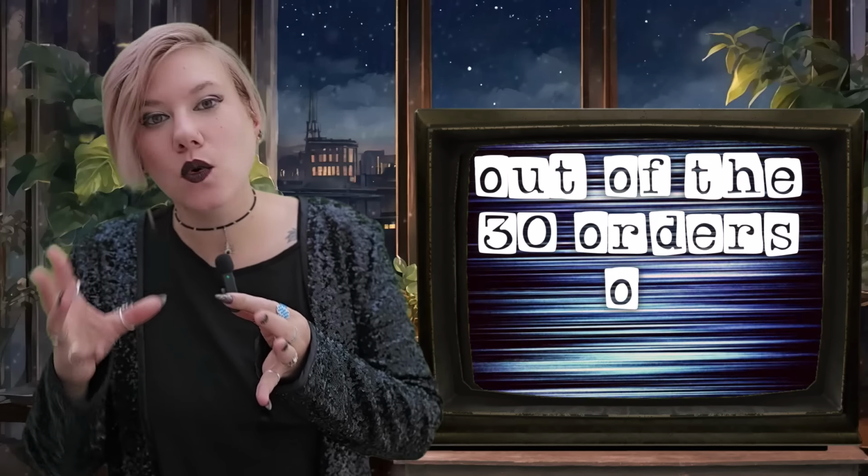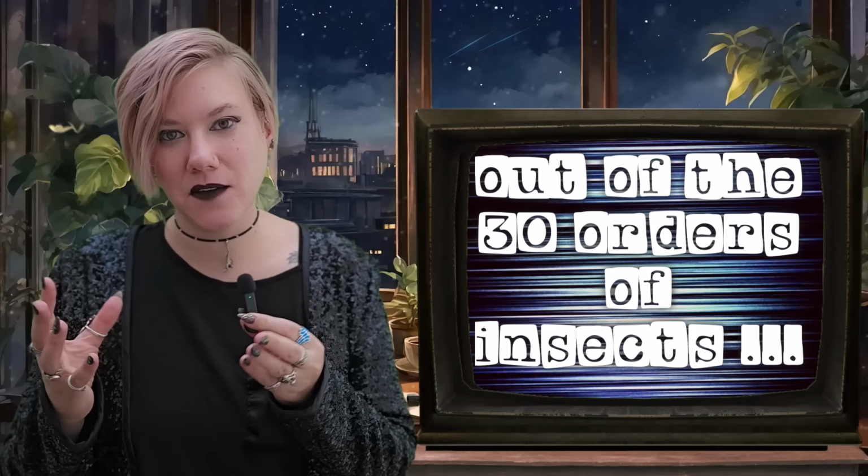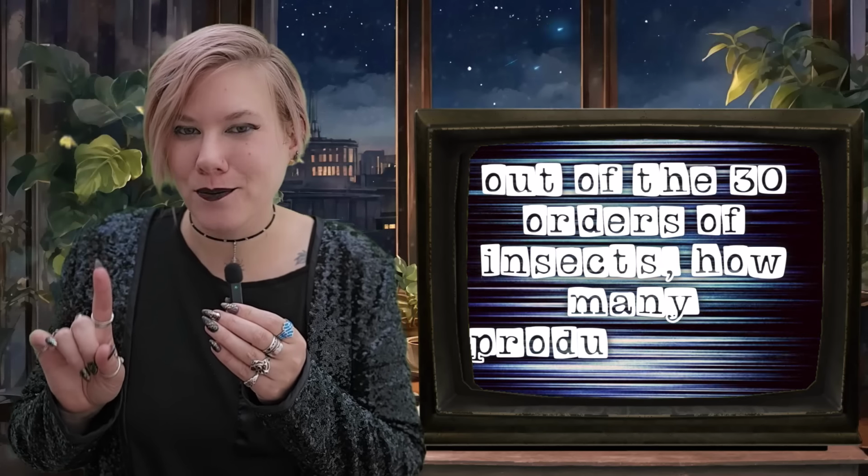I wanted to talk a little bit about who even produces silk because, again, I'm taking you down that rabbit hole with me. I'm going to pose a question to you, and that question is, out of the 30 orders of insects, and orders are big classifications, like beetles are an order, and butterflies and moths are an order, and dragonflies are an order. So there are 30 of those big groupings. How many orders or big groupings do you think produce silk in insects?